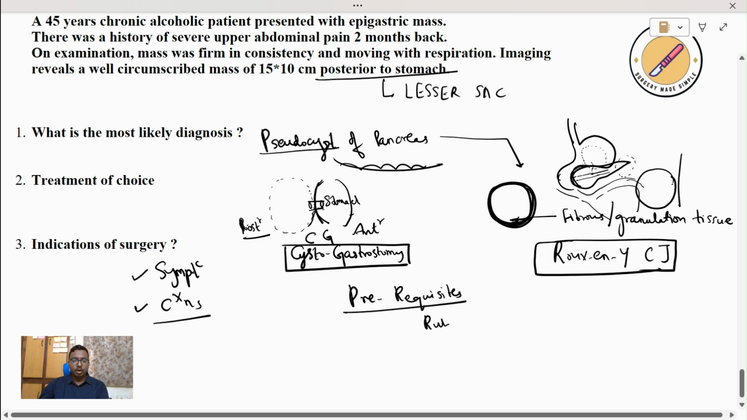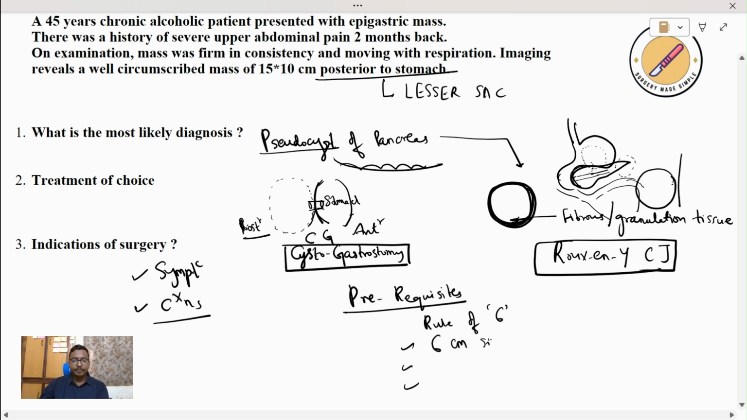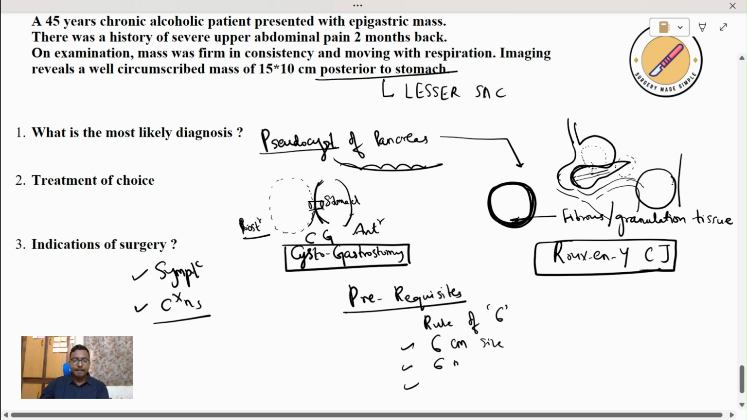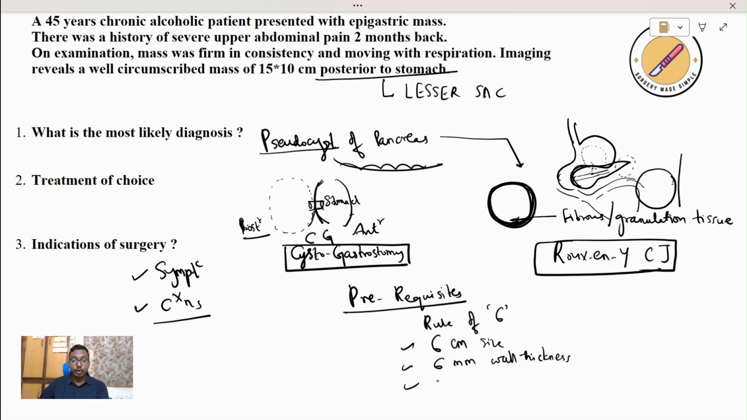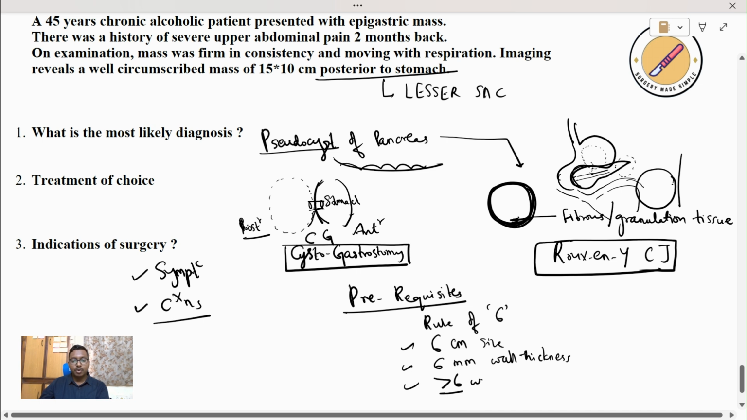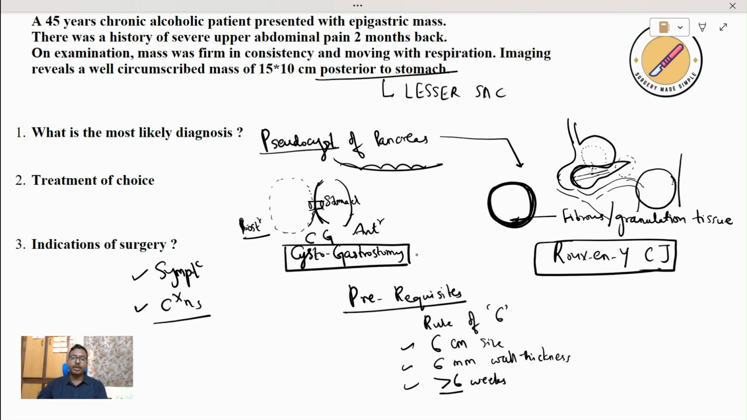It is called rule of six. Okay, so what is rule of six? Rule of six is nothing but you need to have at least 6 centimeter size of the cyst, then 6 mm wall thickness, because the sutures need to be taken up properly only when the wall thickness is adequate. And before that, the main one is duration, more than 6 weeks. Why more than 6 weeks? Because it gives the time for the cyst wall to mature. Okay, so this is called rule of six, right?